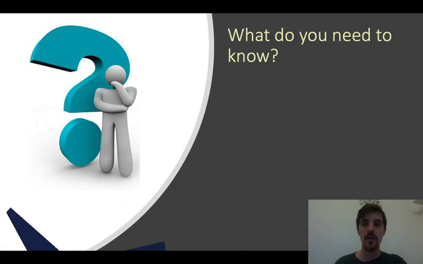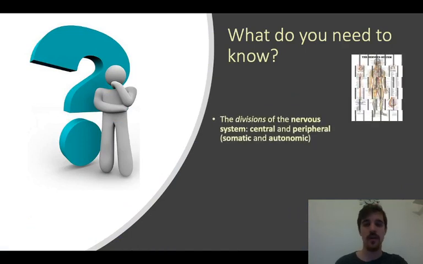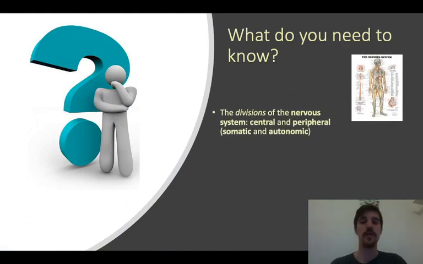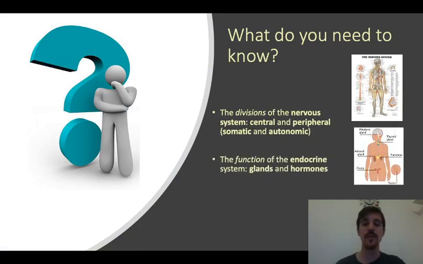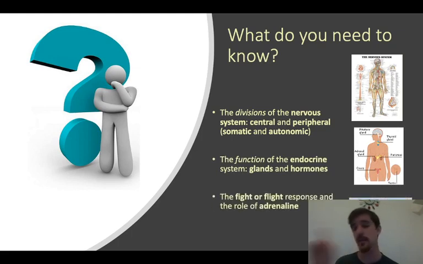Okay, so what do you need to know? You need to know the divisions of the nervous system. This is your central and peripheral. The function of the endocrine system, the glands and hormones, that's actually another lesson, and then the fight or flight response.